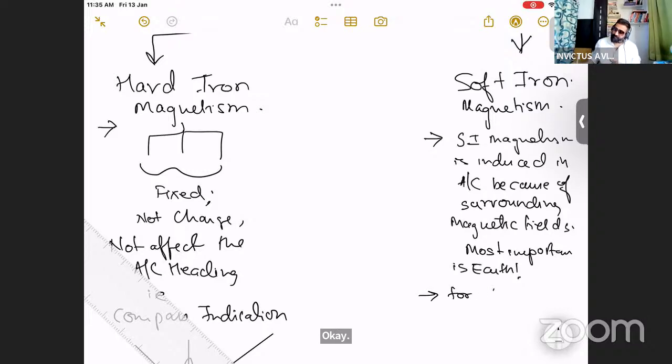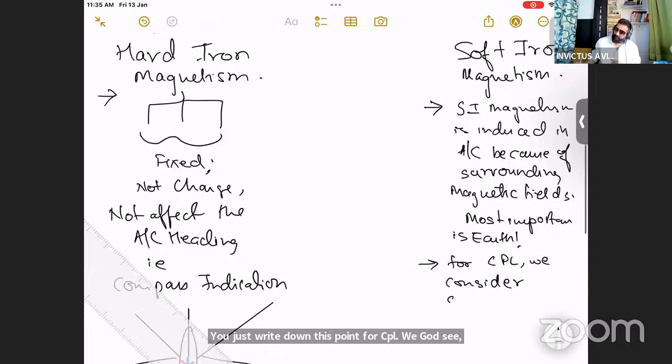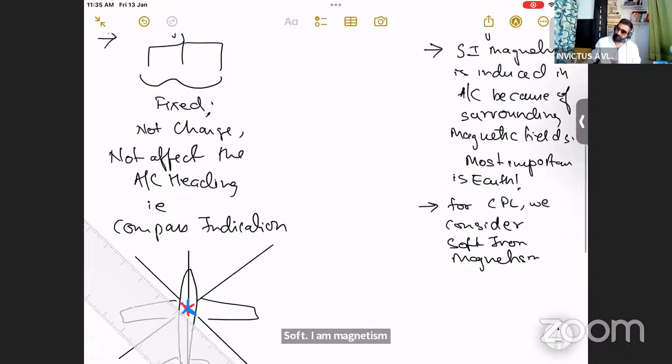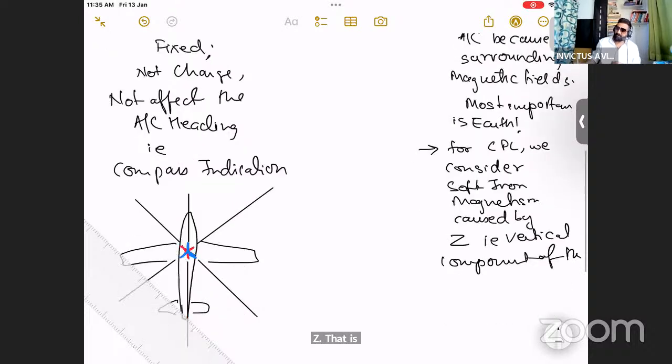You just write down this point. For CPL, we consider soft iron magnetism caused by Z, that is, the vertical component of the Earth's magnetic field.